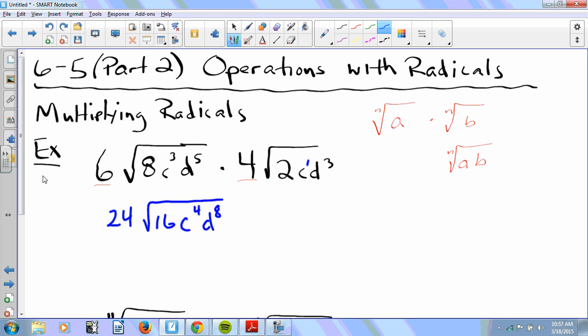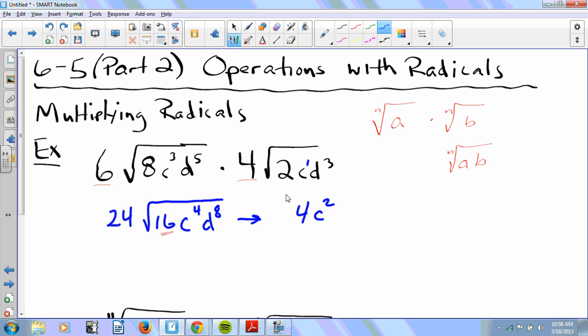So as we look at this, again, look at the index. The index is the important thing. I have the square root, so we're looking for sets of 2 or perfect squares. The nice thing about this, 16 is a perfect square. And so the square root of 16, we get 4. That's from 16. And then we ask ourselves the same question. I want sets of 2. So we say, how many sets of 2 can you get out of 4? The answer is 2. So I would bring a c squared out.